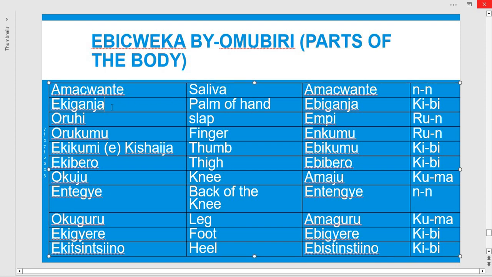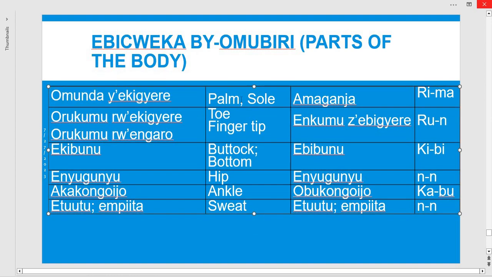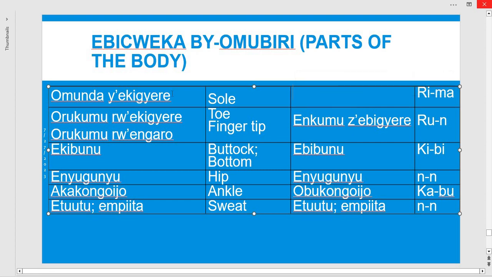You remember I told you about the ekiganja, palm of the hand. Let's see how we say palm, omunda y'ekigere. We only have it as sole. So there we can call it omunda y'ebigere because there are many. Omunda y'ebigere.